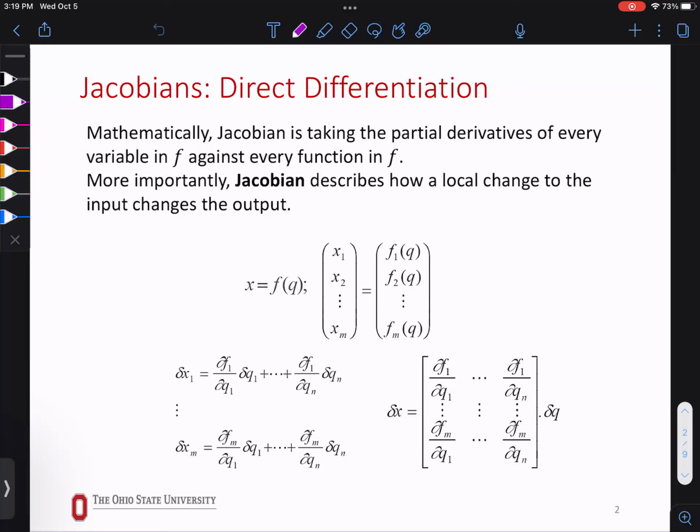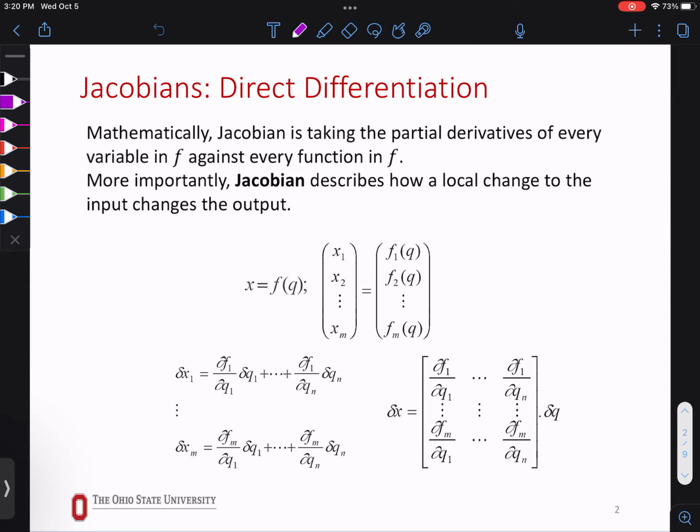So the direct method tells you that if you have a function f, it has some input and some output. In here, this is your output, these are your inputs, right? So input q to f, it does something to it and gives you x. You can extend it as vectors. So the output, or the state of the system, position, velocity, is a function of some inputs. Now, we can write the partial derivative of every one of these sub-functions with respect to the variable.